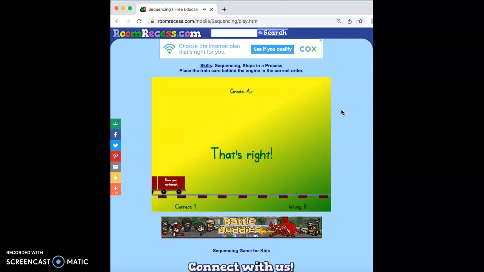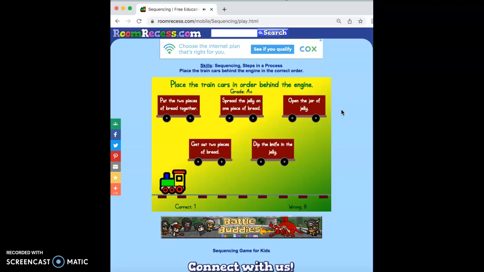And if it's right, you'll see the train drive right away. And if not, the train will not drive away and you'll have to try again. And this continues until we move on to the next task.